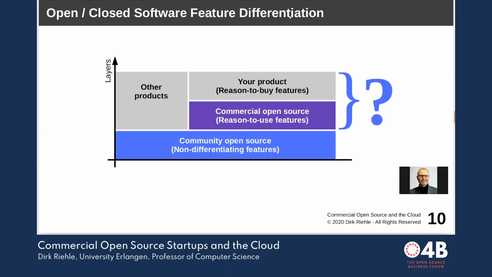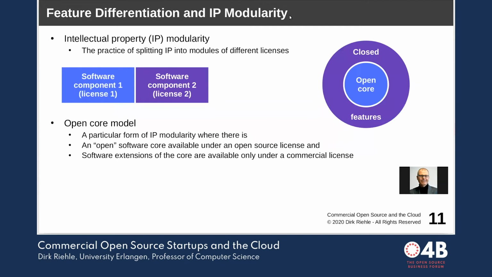And you can look at this in this stacked way, where the key now becomes, how do you make the distinction? How do you differentiate what is a reason to use that is available for free and the reason to buy features? So you have to withhold something. What is that? How could that be? And the key answer, or one of the answers, is usually IP modularity. IP modularity is a concept where you split intellectual property that you earn rent from. You split intellectual property into two or more parts and license them out under different licenses. In general, this is just two separate components.